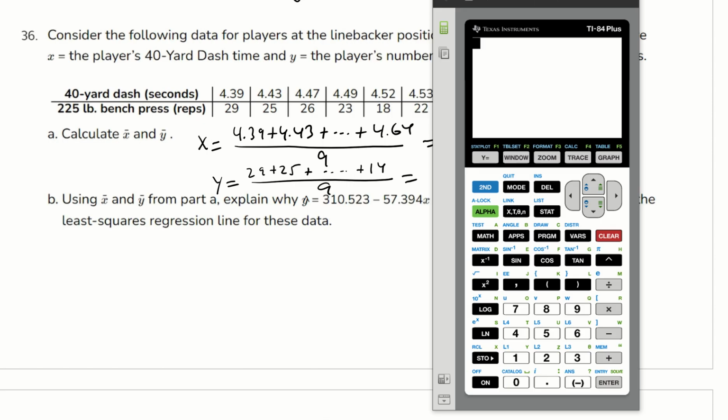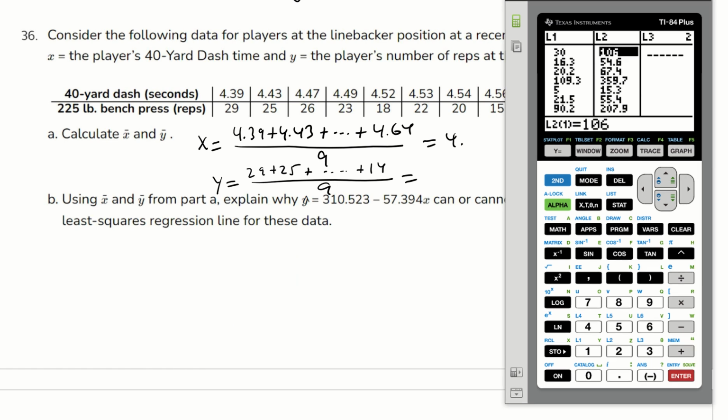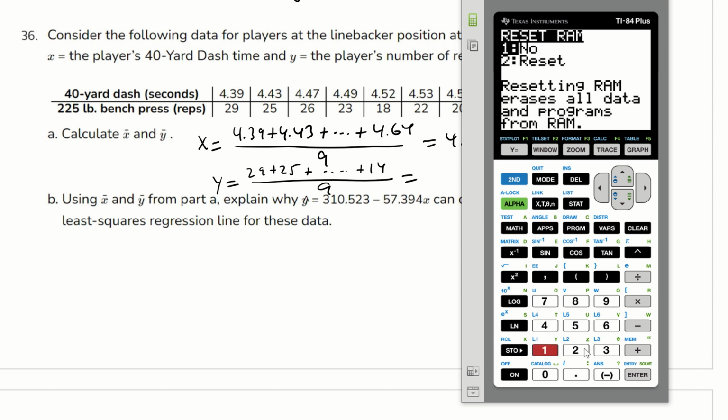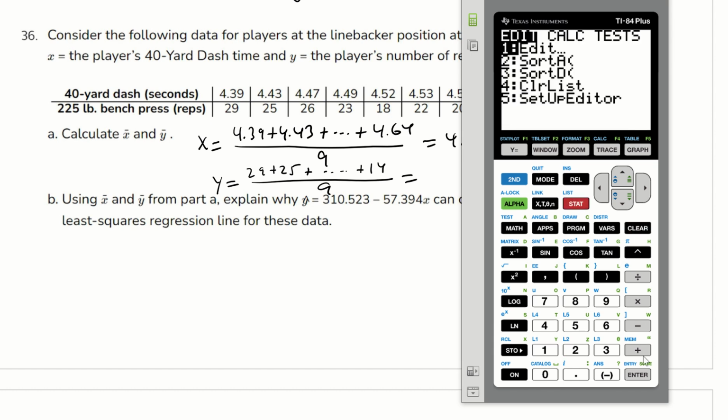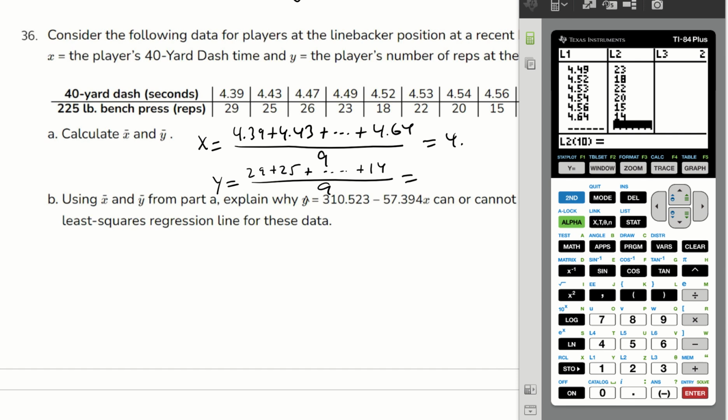Now we're going to show you how to get statistics for these. We're going to put them into the calculator, but before we do that, we have to make sure we delete our memory. So we go to reset, all RAM, reset. Let's go to stat, edit, and type in our data, 4.39 and so on. That'll be our X. All right, we typed in the numbers. L1 is the X, the 40-yard dash time. L2 is the 225-pound bench press reps. Now I'm going to quit out of that.